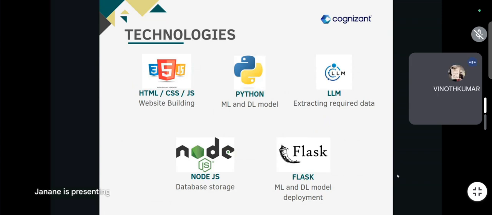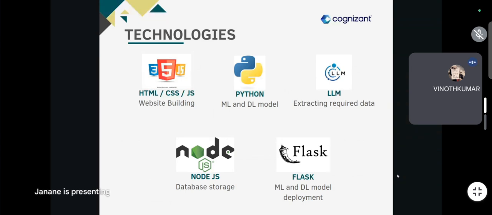Hello all, myself Vinod Kumar. I'm going to explain the technologies which are used in our project. Firstly, HTML, CSS, and JavaScript, which are used to develop the website. These technologies are used to create the user interface of the fraud detection system. The website could feature a dashboard for users to upload claims, view analysis results, and interact with the system.